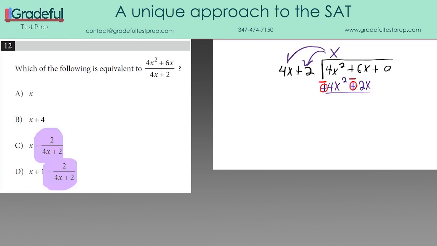Now we'll go ahead and subtract straight down. 4x squared minus 4x squared cancels. 6x minus 2x becomes 4x. And just like in regular division, at this step, you go ahead and lower the next number. So now we have 4x plus 0.